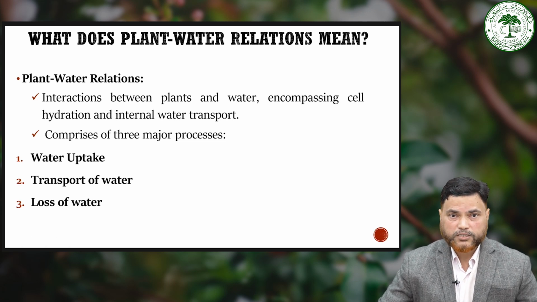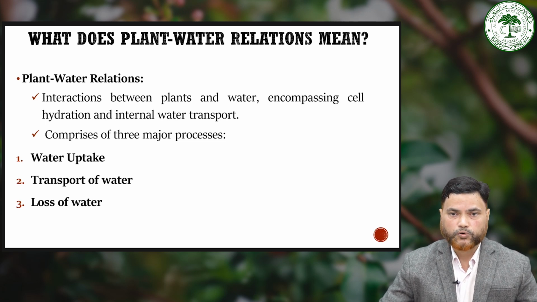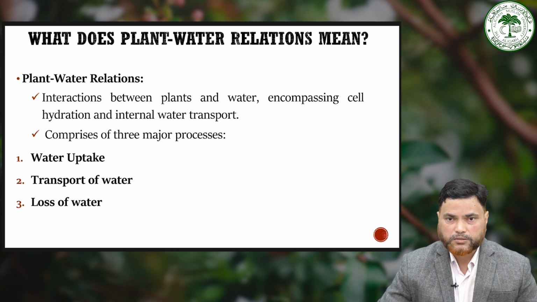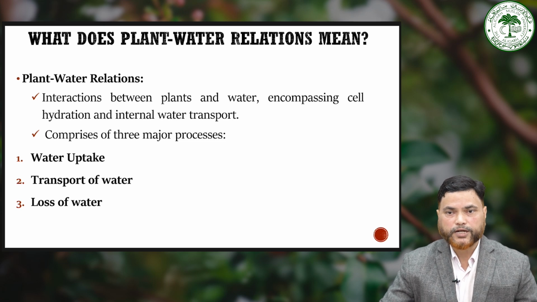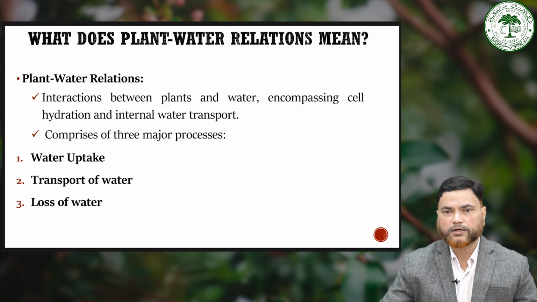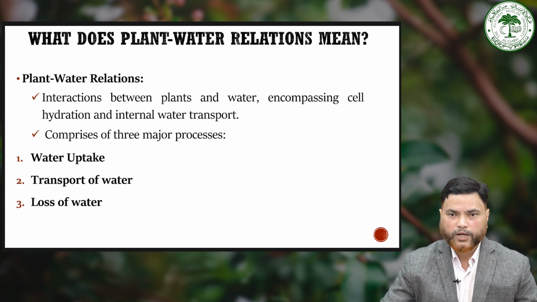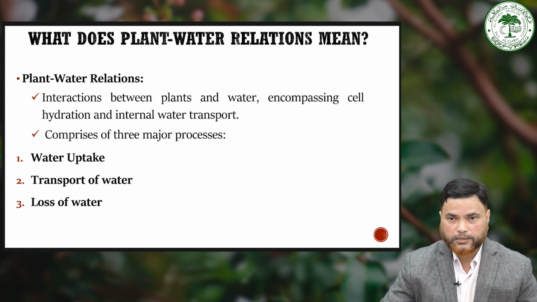Now, what does plant-water relation mean? In subsequent lectures we will be dealing mainly with understanding the concept of plant-water relation. Plant-water relation basically refers to the interaction between plants and water. These interactions involve various aspects, including how water is taken up by the plant cells to maintain hydration, and how it is transported internally within the plant. Overall, plant-water relation could be studied in three processes.